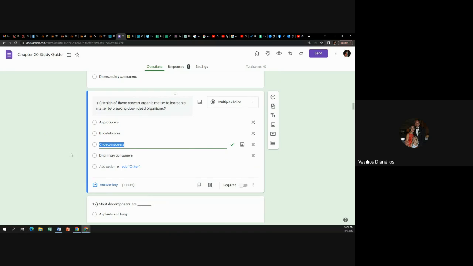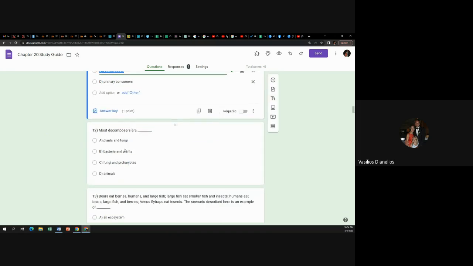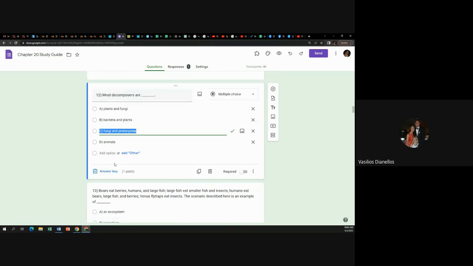And speaking of which, number 12, most decomposers are what? Fungi and prokaryotes. Which I don't like the way your book mentions that, because as far as we're concerned, prokaryotes and bacteria are the same thing. So really it could say fungi and prokaryotes, or it could say fungi and bacteria. Again, as far as we're concerned, it's the same thing. Any questions about that?